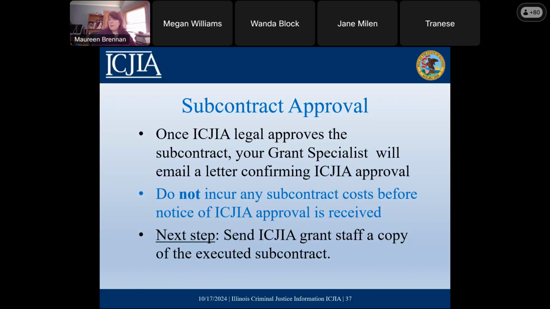The final step, after you execute this approved contract, is that you will send a PDF of that signed subcontract to your grant specialist so they can retain it on file.